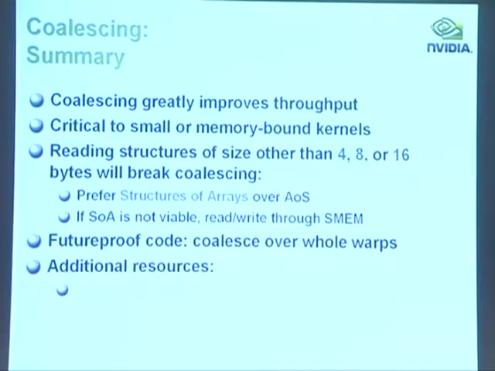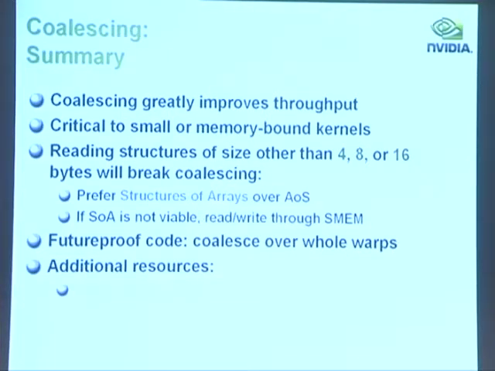Okay, so to summarize that, this is a parallel machine, so we want to do everything we can to combine all of those parallel memory accesses so that we can maximize the throughput of the memory, which is slow because it's off-chip, and we don't want to spend a lot of area on the chip for caching it.